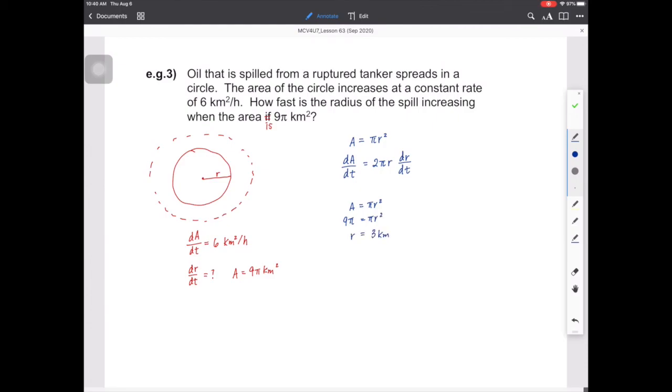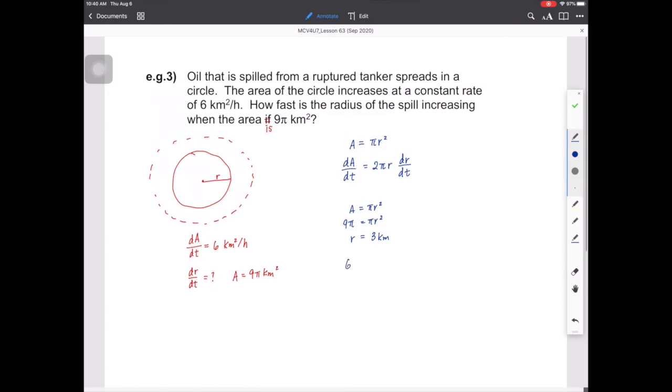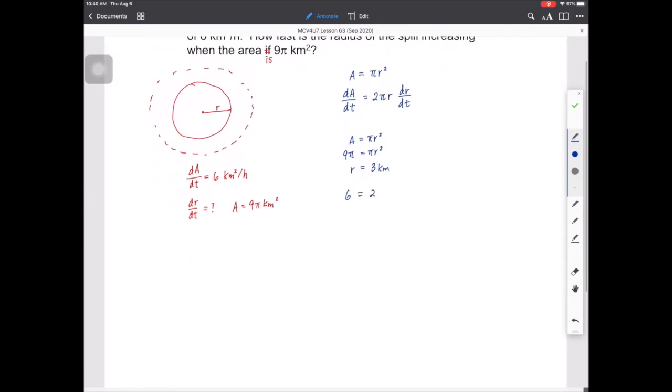Okay. So let's substitute this information back into the question. dA by dt is 6, equals 2 pi times 3 times dr by dt. As a result, the radius is changing at a rate of 1 over pi kilometers per hour, which is roughly 0.318 kilometers per hour.